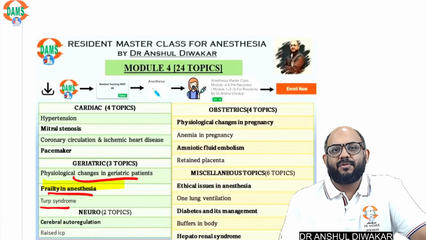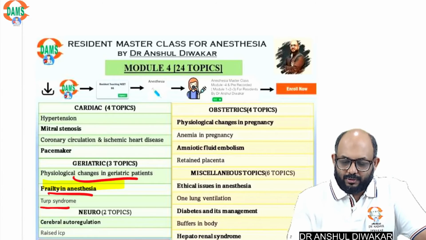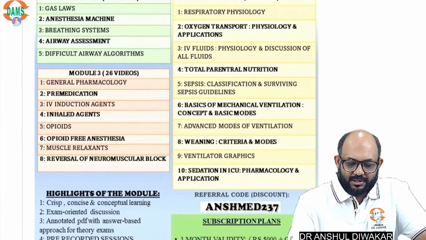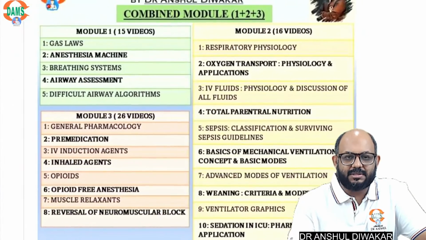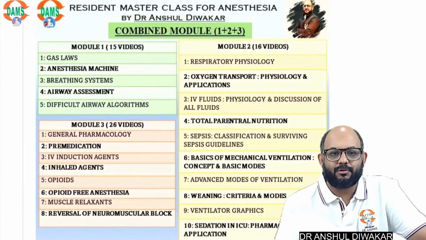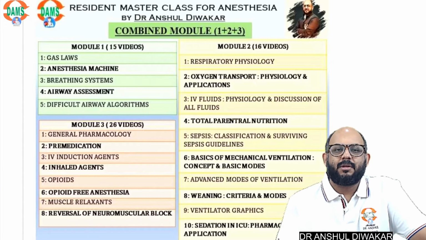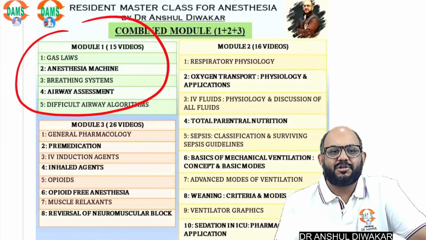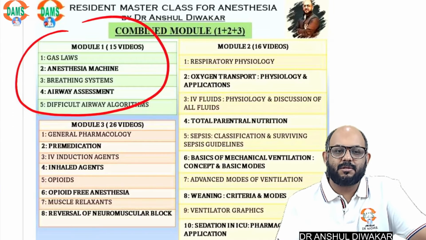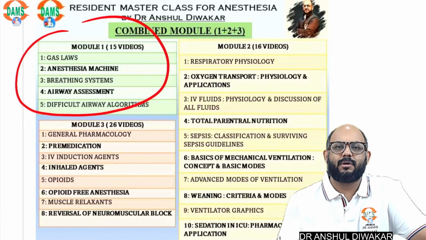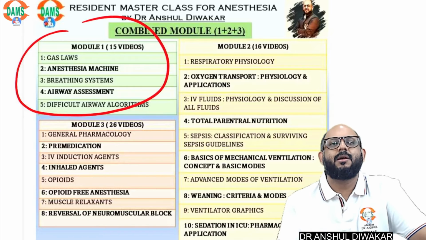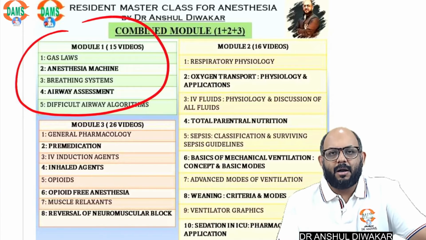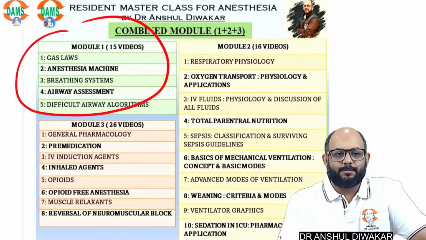Now, what I'm giving you extra in this module 4 is all the other sessions that I've taken so far, which is the combined module 1, 2, and 3, which has the most important yet least taught topics on anesthesia machine, gas laws, breathing systems, airway assessment, difficult airway algorithms, and almost all the instruments that are a part of your viva as well as for practical purposes.